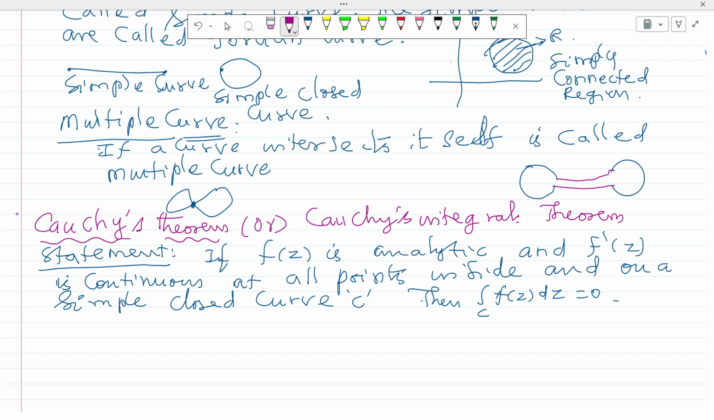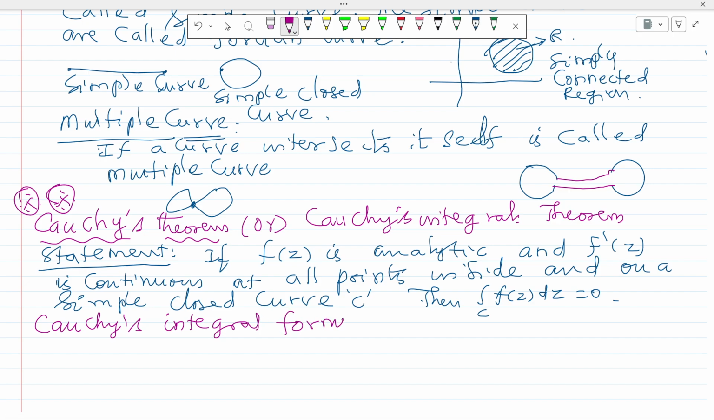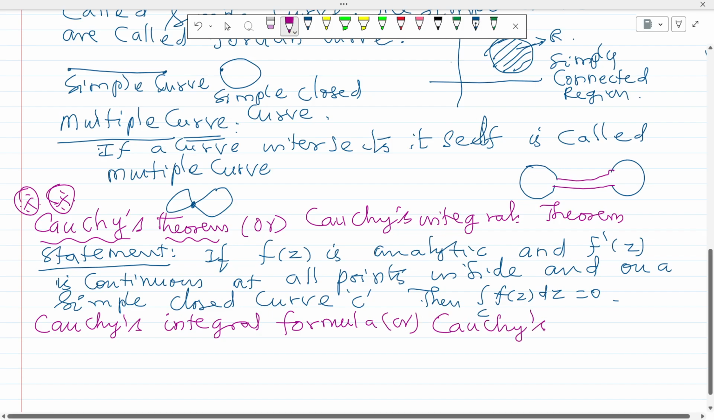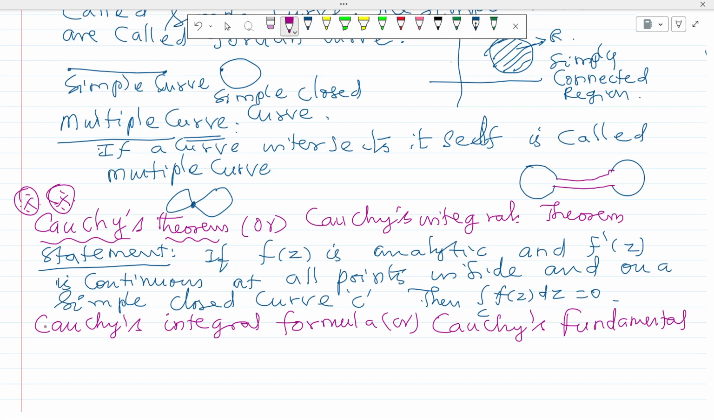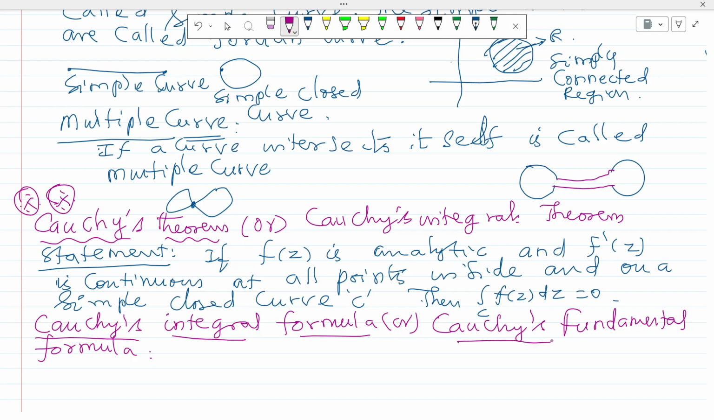You can even put two important signs for this, because it will compulsorily come. Cauchy's integral formula, or Cauchy fundamental formula.